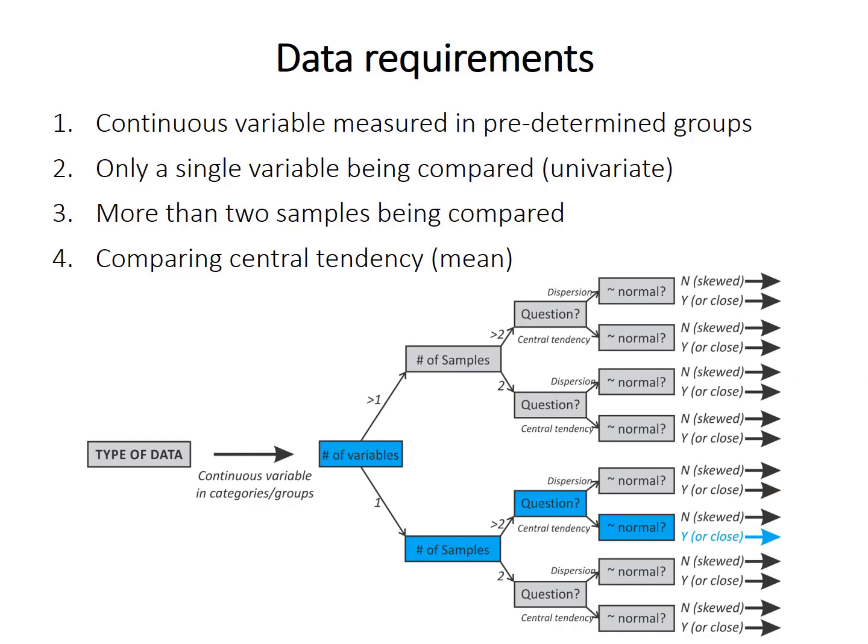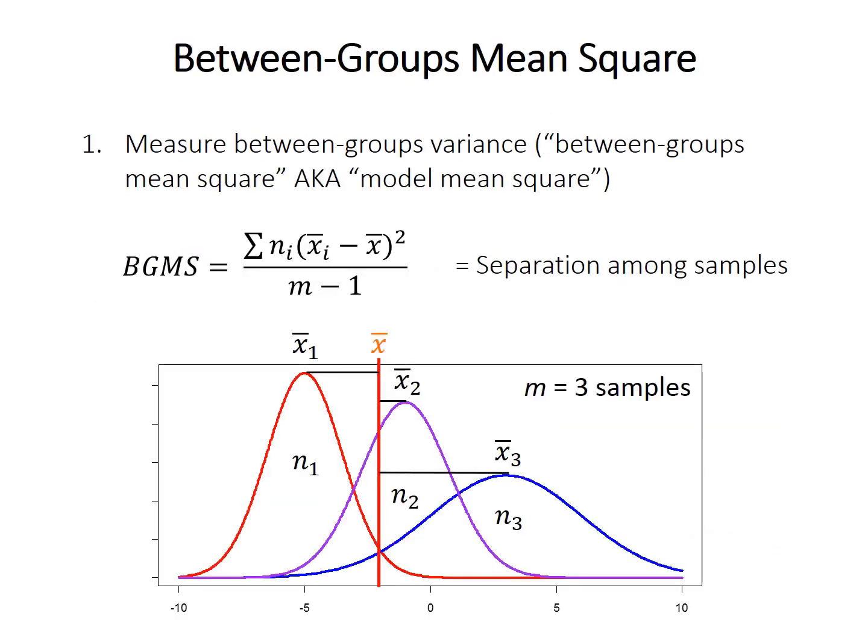The test compares central tendency, specifically the mean, when the data are normally distributed. So it's called a parametric test because of that assumption and requirement of a normal distribution. So what does the test do?